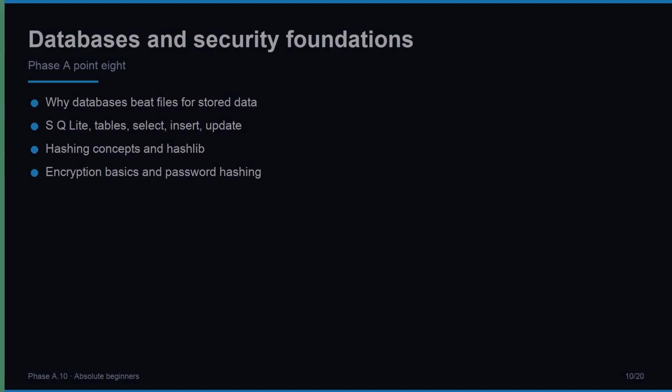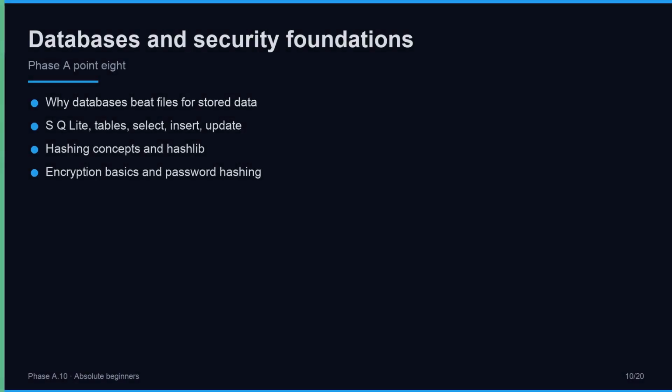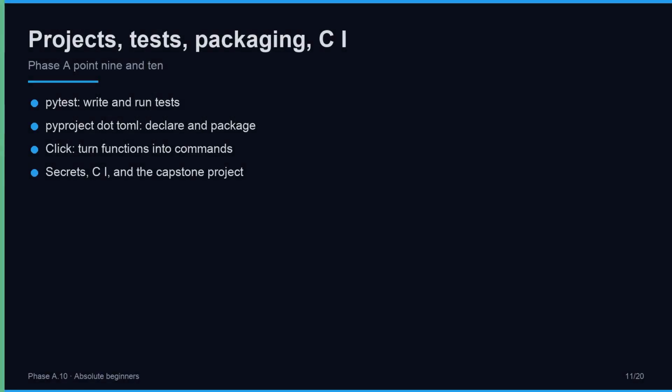Phase 0.8 took you into persistence and safety. You learned why databases beat plain files for stored data, and you used SQLite to create tables and run select, insert, and update queries. You met hashing concepts and used hashlib, and you learned the basics of encryption and password hashing. Security is not a separate topic. It is a habit you build from the first line of code you write. Memory and safety.